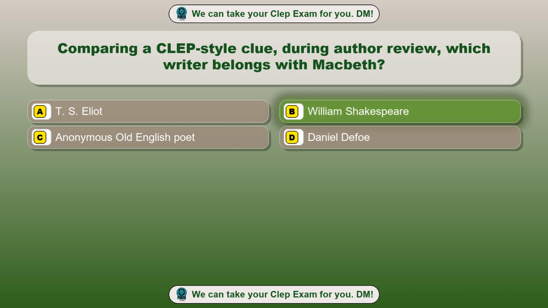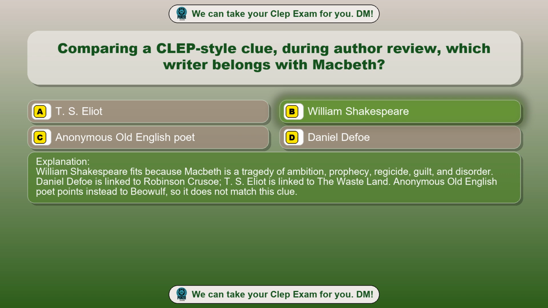William Shakespeare. William Shakespeare fits because Macbeth is a tragedy of ambition, prophecy, regicide, guilt, and disorder. Daniel Defoe is linked to Robinson Crusoe. T.S. Eliot is linked to The Waste Land. Anonymous Old English poet points instead to Beowulf, so it does not match this clue.